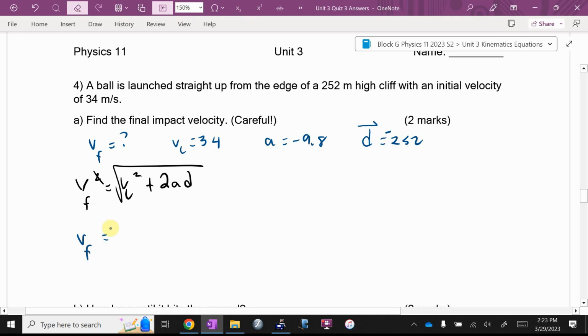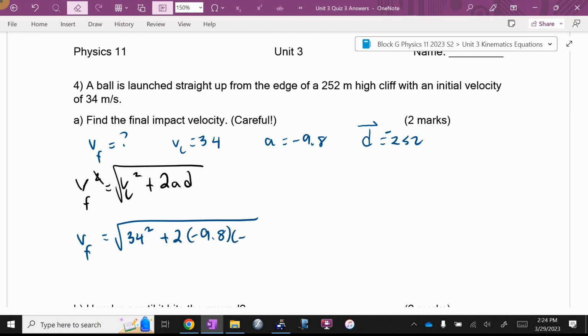Anderson, I'm coming at you for part B, so prepare yourself. 34 squared. What if instead of throwing it straight up, what if I had thrown it straight down? What would VI be? Negative 34, and because we're squaring it, you'd have to put it in brackets to catch that negative squared. We found that a couple of times, right? That's a hint. Plus 2 times negative 9.8 times negative 252.